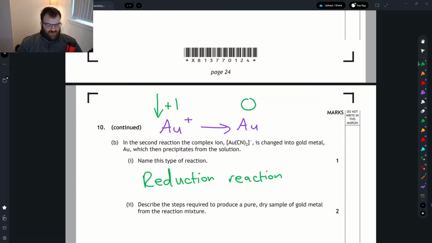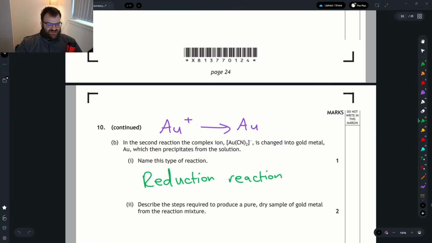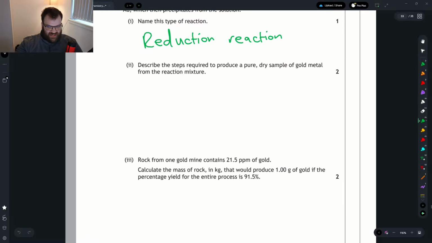That value is going down. That's going to be a reduction reaction. Another thing we could do is look at the electrochemical series. These are all reduction reactions where we're going from a positive ion to a neutral atom. That is matching what we've got there. So that's 3 ways we could get that as well.